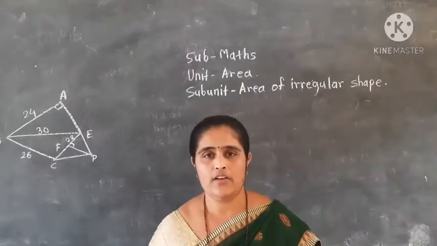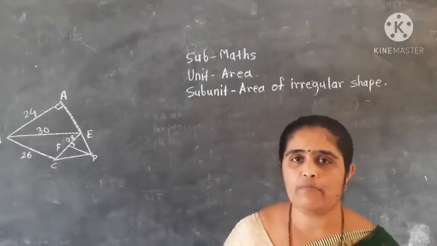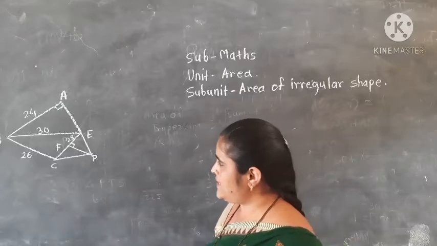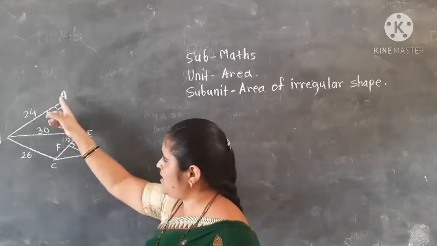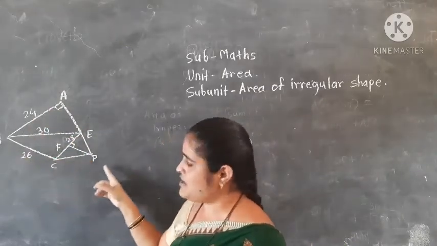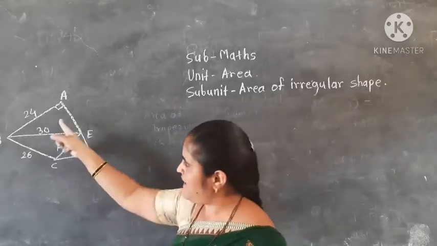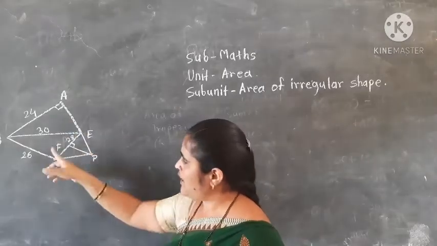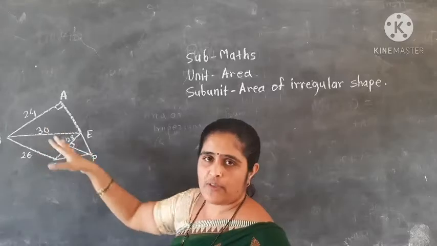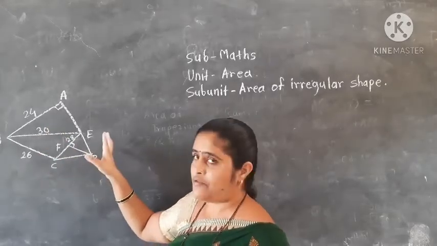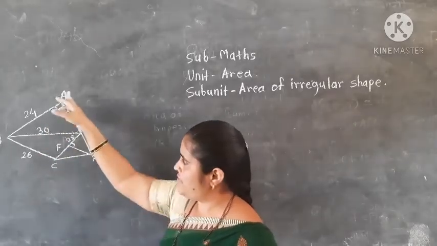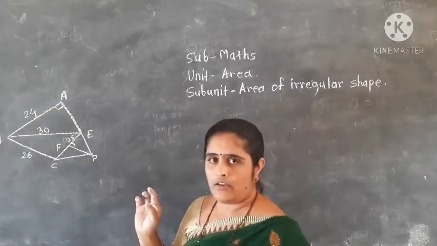Okay students, let's solve the second example. In this second example, we have to calculate area of ABCDE. In that, some triangles are present. We have to first find out the area of this triangle, and after that, we have to get the answer of area of ABCDE.